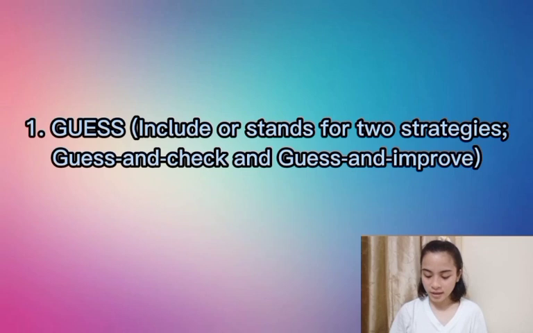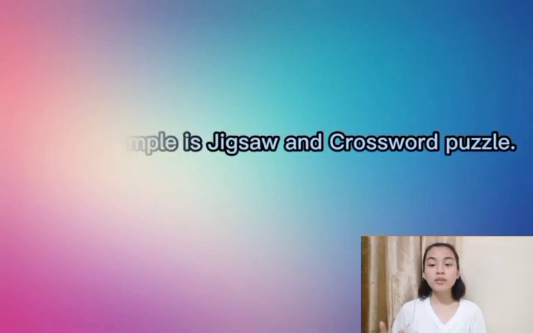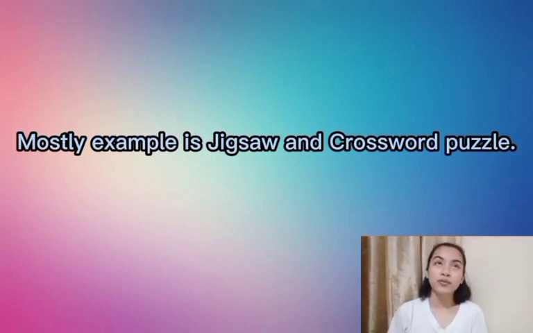Guess and check is one of the simplest strategies because anyone can guess an answer. While guess and improve is, for example, your first guess is incorrect, so you are able to improve your next guess. That's guess and improve. Another example of guess and check and guess and improve is the jigsaw and crossword puzzle.